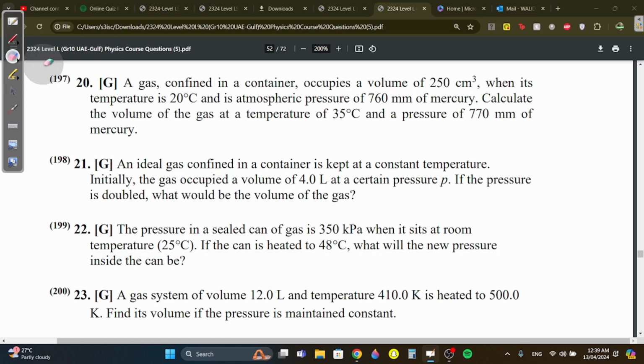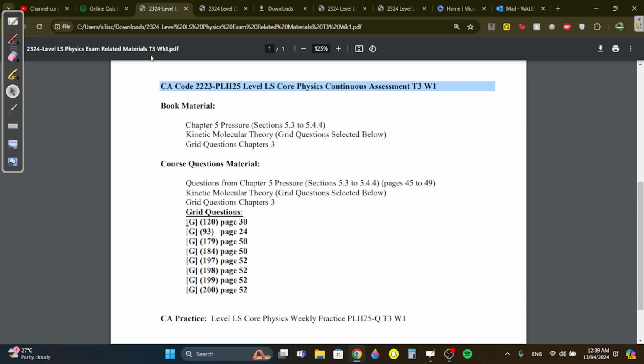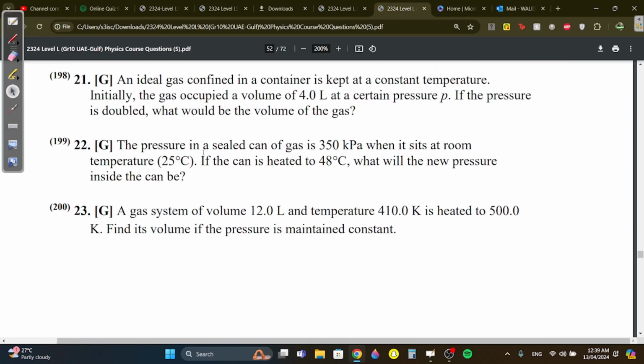The last one? I don't think it's the last one. Is it the last one? Oh, there's 2 more. Okay, 199. The pressure in a sealed can is 350 when it sits at room temperature. If the can is heated to 48, what will the new pressure be? Okay, you can do it the same way. These are the same ones as the quiz. P1 V1 equals nRT1, P2 V2 equals nRT2.